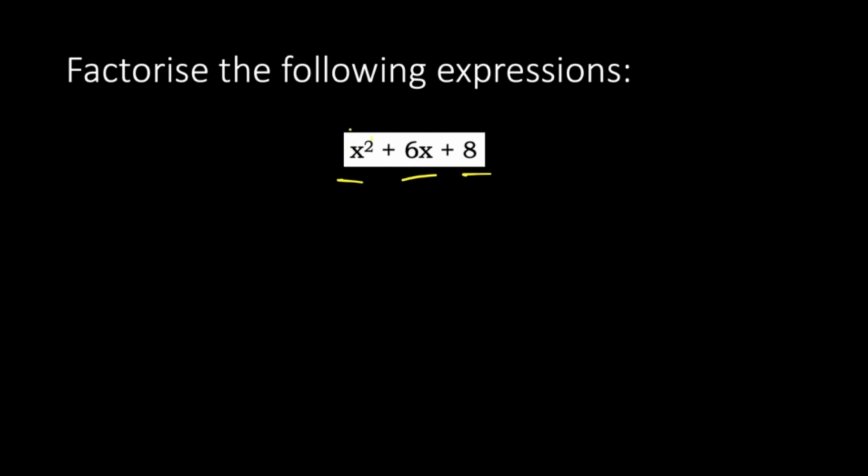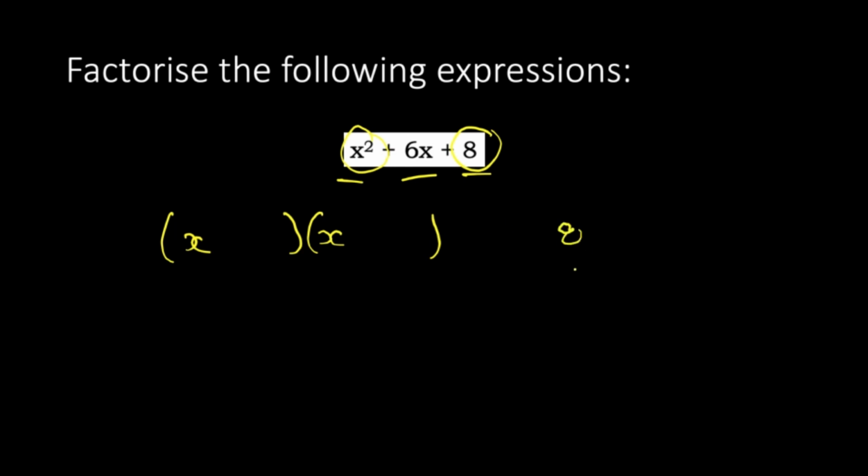So first thing to note is the x squared term. In this case it doesn't have a number before, so automatically it will be x and x, okay, with brackets. Okay, it won't be 2x, it won't be 3x, it will be straight up x and x. Okay, and then second thing, you look at the numbers term.